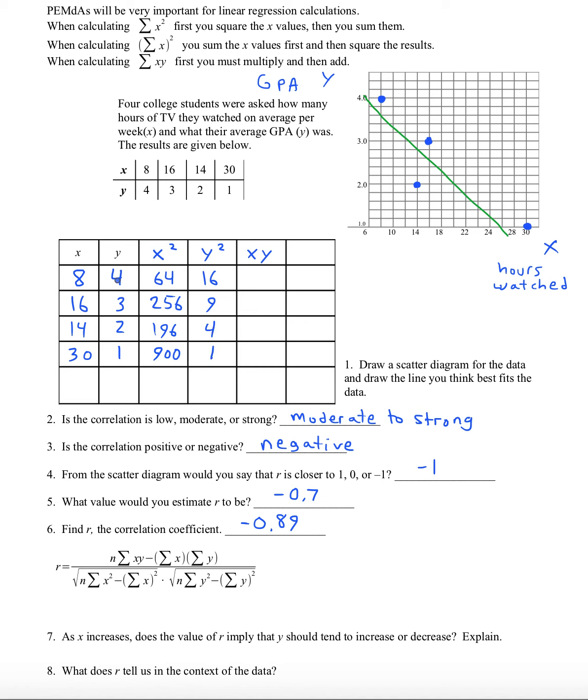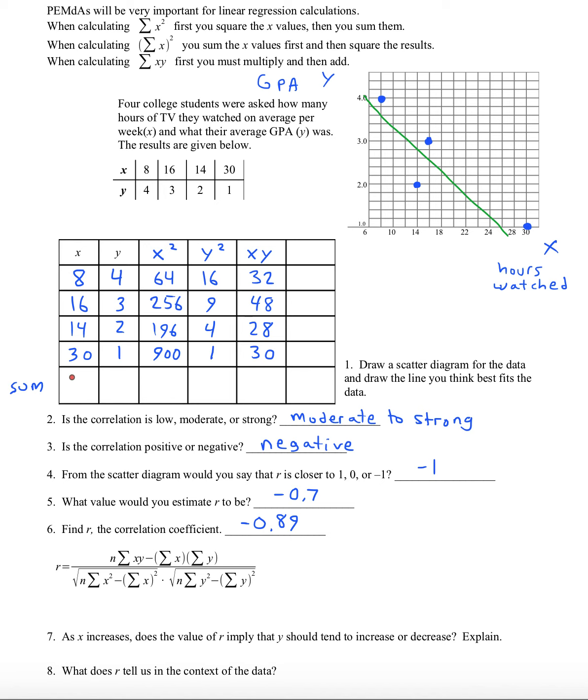Now we have to multiply x times y. So 8 times 4 makes 32. 16 times 3 makes 48. 14 times 2 would be 28. And 30 times 1 is 30. Now we need to calculate the sums of all these columns.